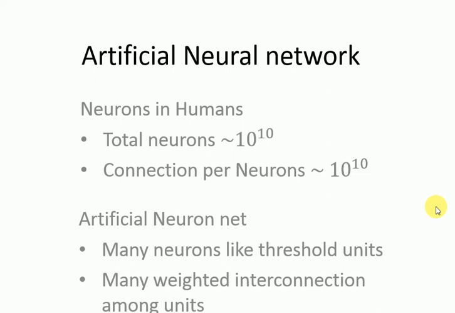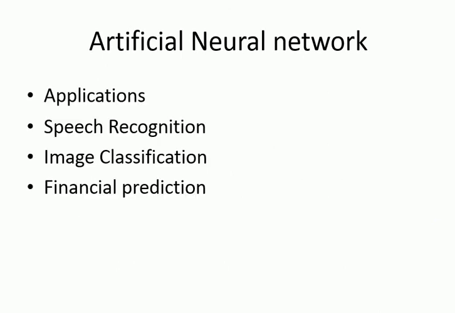Let us look at this concept more. The applications of these are speech recognition, image classification, and financial prediction. In speech recognition, the voice is taken and it predicts which voice it is, whose voice, and what he is talking about. Image classification is where the image is taken and identified as to what image it is. The next one is financial prediction, which predicts the financial situation based on the input we have given.